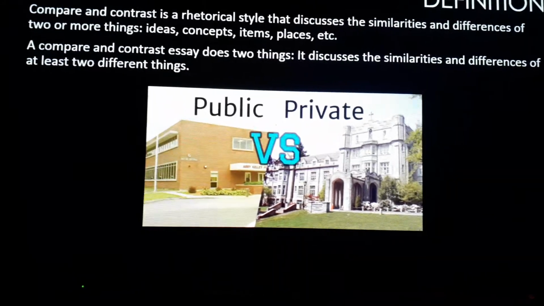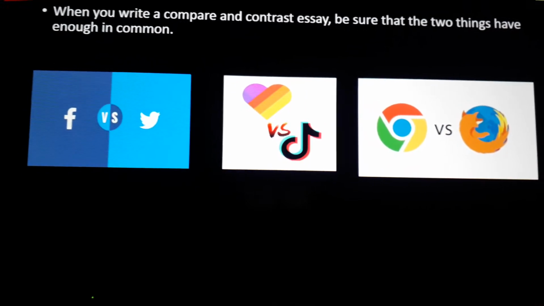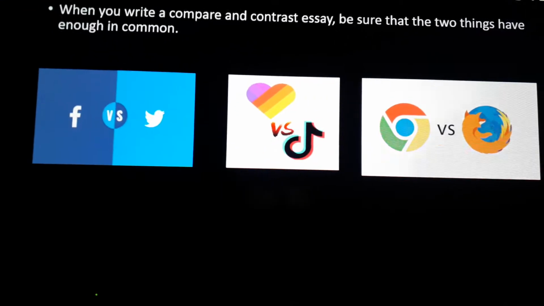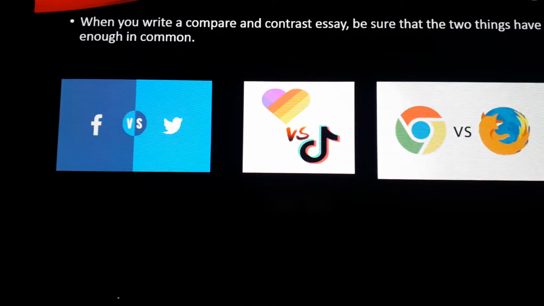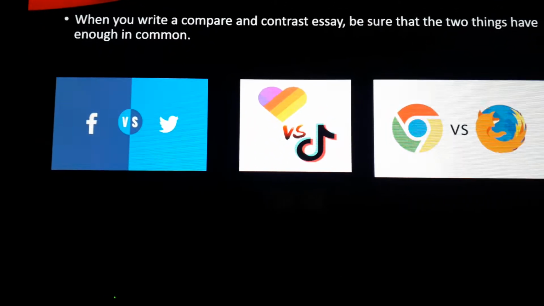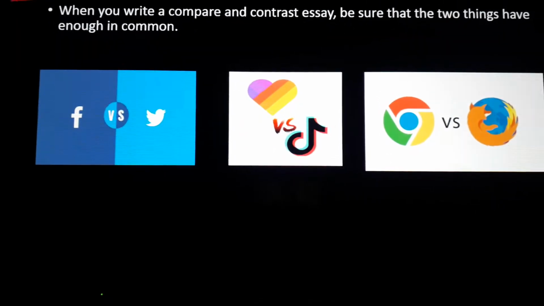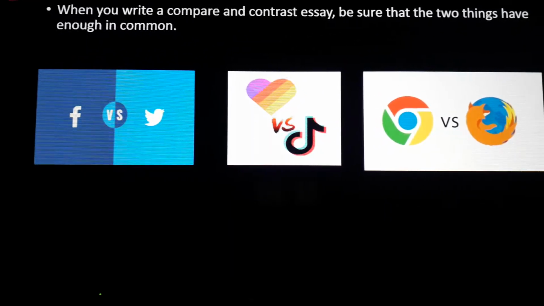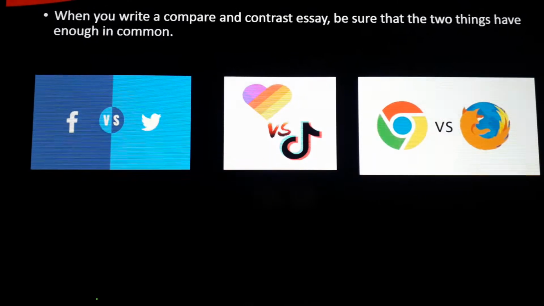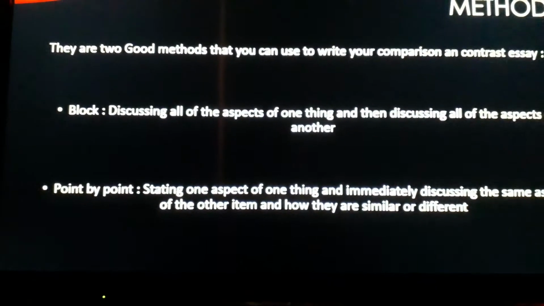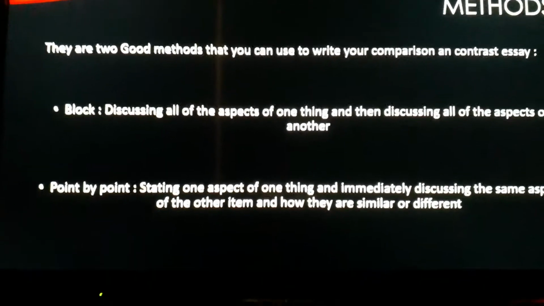kind of things. It's important that when you write a compare and contrast essay, be sure that the two things have enough in common. For example, we are comparing Facebook and Twitter because they are related to social media, but we can't compare Facebook with Google Chrome because they are not similar. To write a good essay, you can use two methods, block and point by point, because they will help you to organize your ideas.